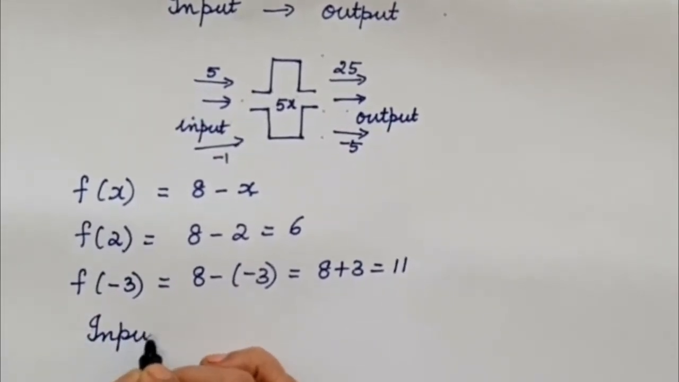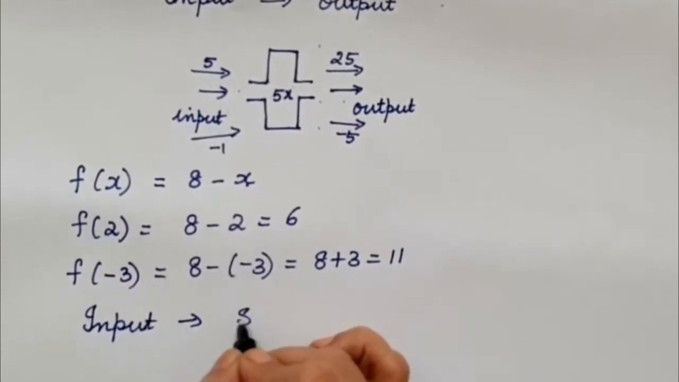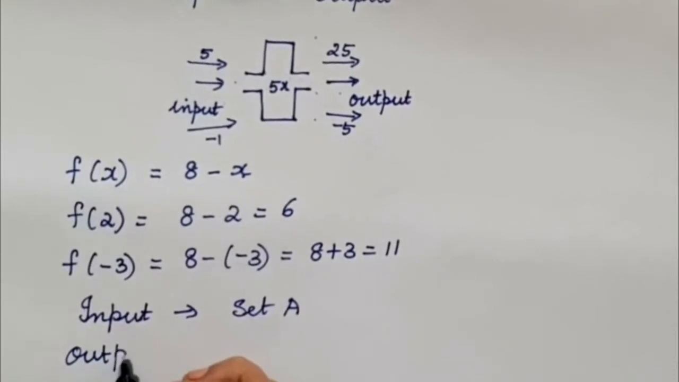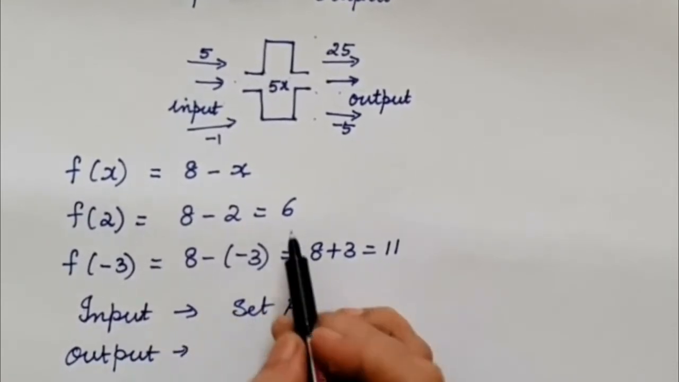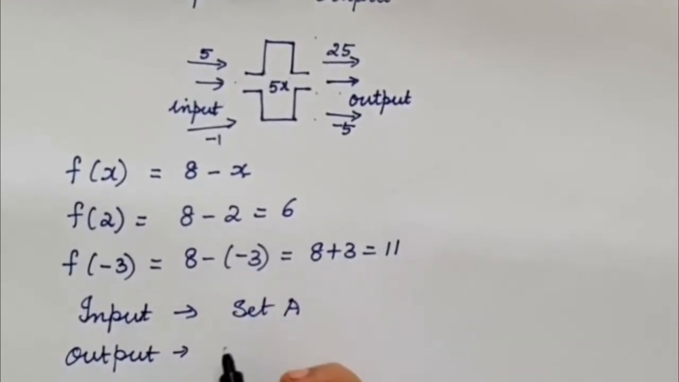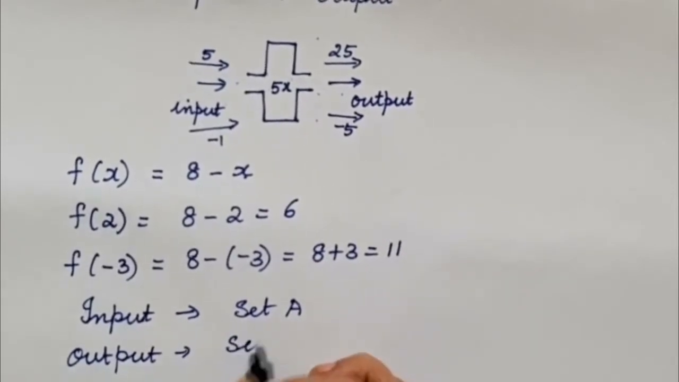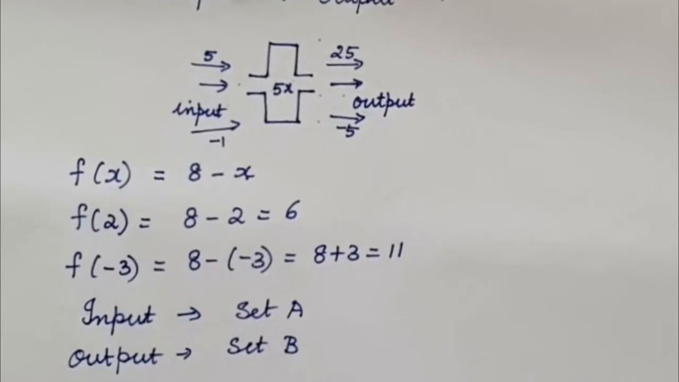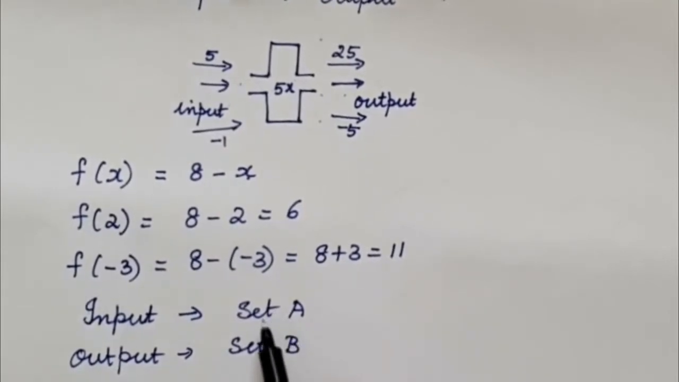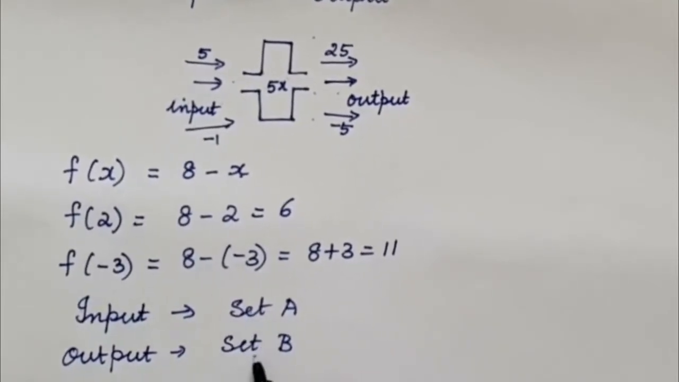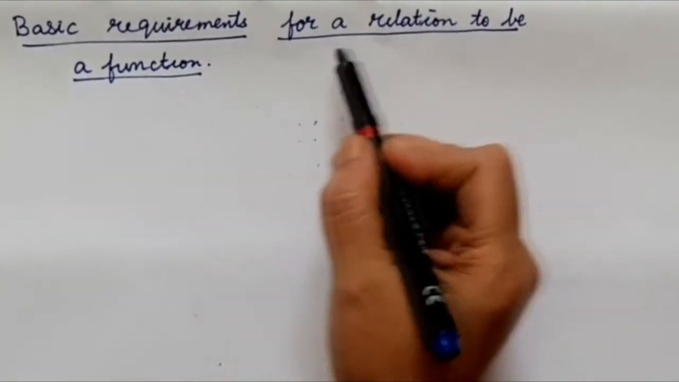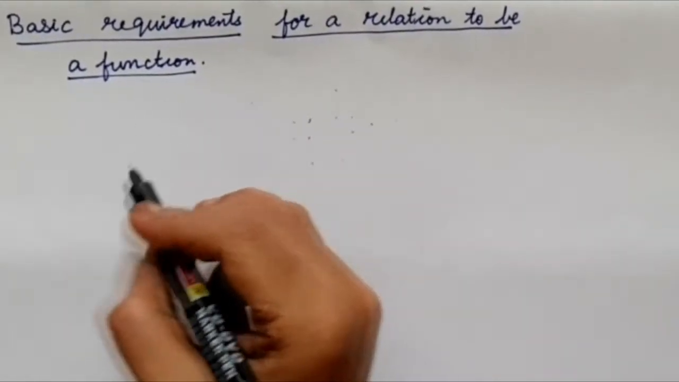Our input values, we'll represent it as a set A. And our output values are here, 6 and 11. These are the output values and we represent them as set B. So now we know that a function is a relationship between a set A and a set B. Now let us see the basic requirements for a relation to be a function.